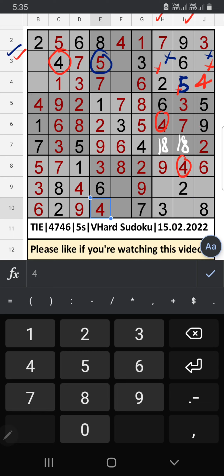Column I, two numbers are remaining, 1 and 8. 10th row we have 8, so 8 can't come in this cell. 8 is confirmed here, then 1 is here. 7th row, only one number is remaining, 1 is confirmed here.